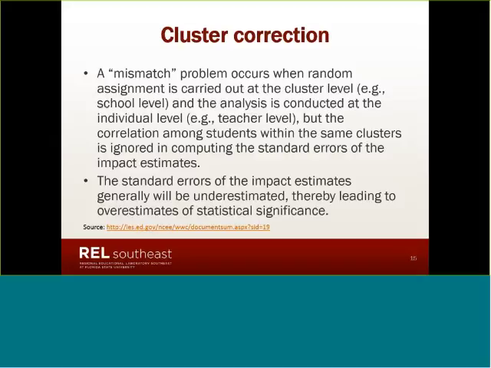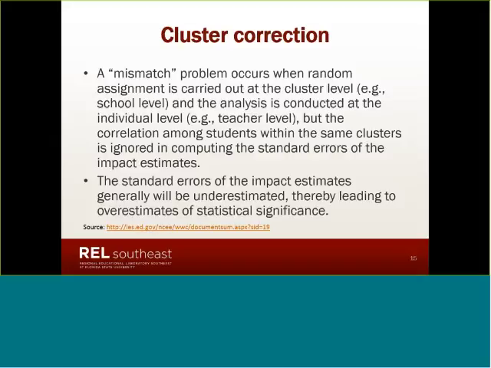So this mismatch problem occurs when random assignment is carried out at the cluster level, for example, at the school level, and then the analysis is conducted at the individual level, for example, at the student level. But then the correlation among students within the same clusters is ignored in computing the standard errors of the impact estimates. The standard errors of the impact estimates generally will be underestimated, which will then lead to overestimates of the statistical significance.